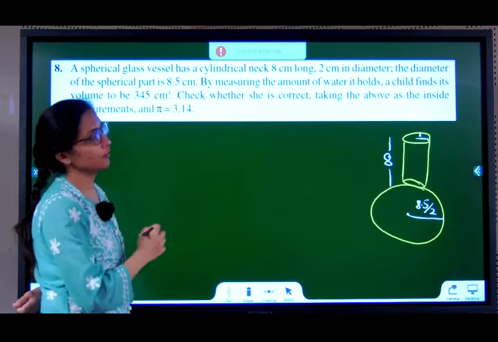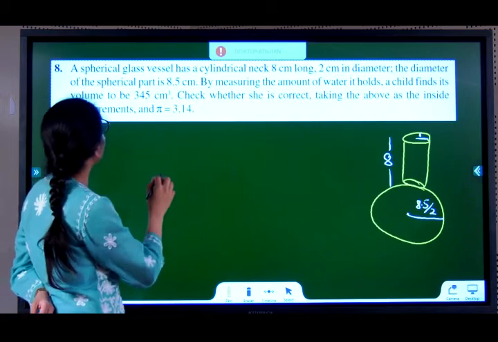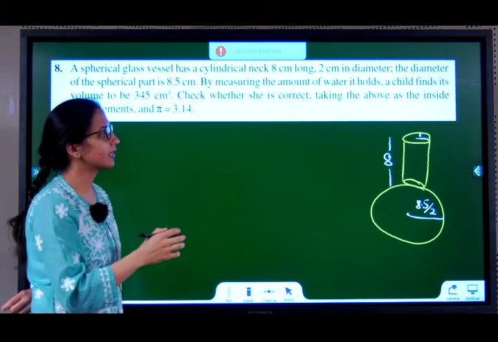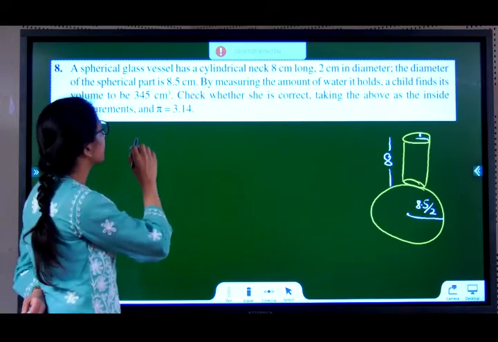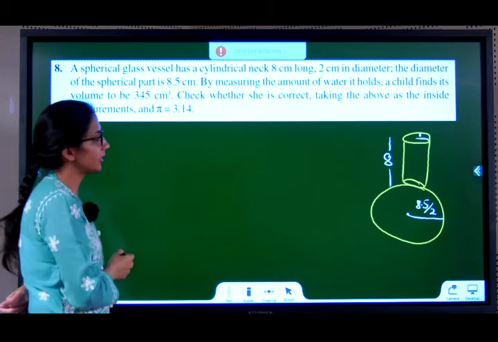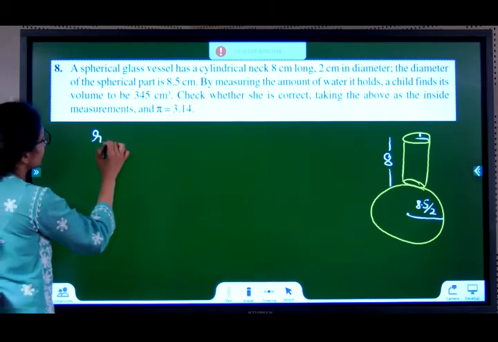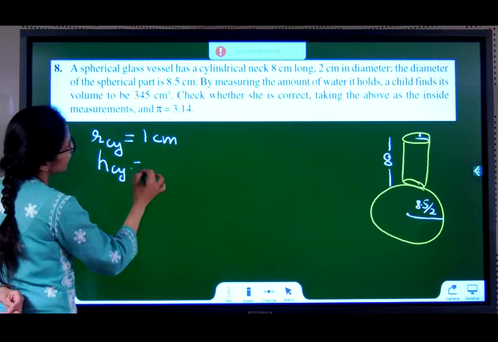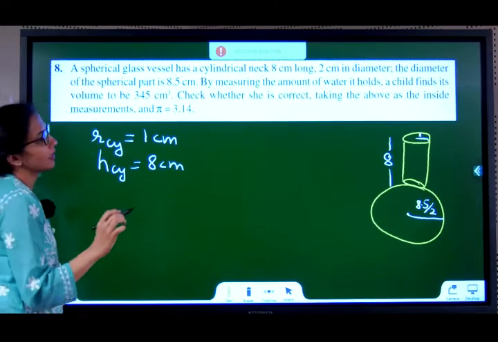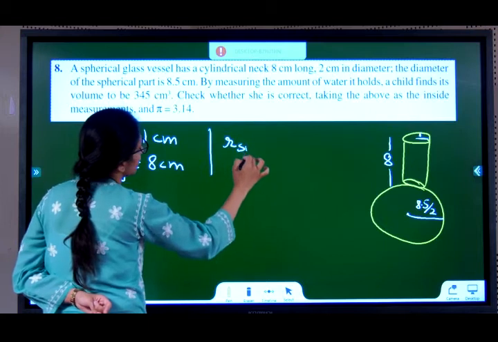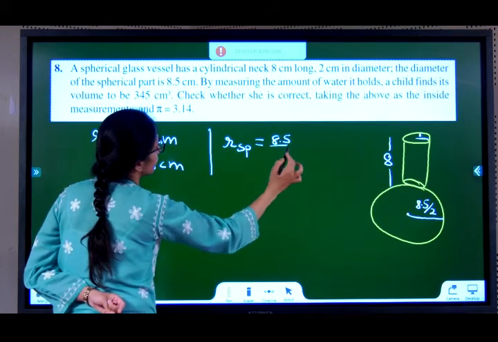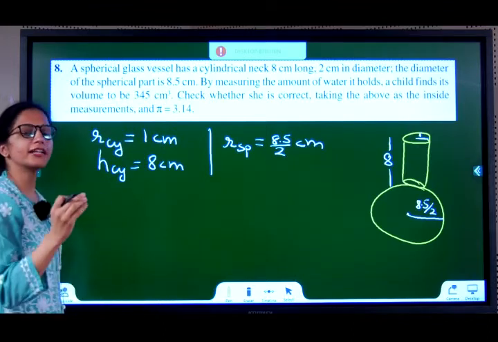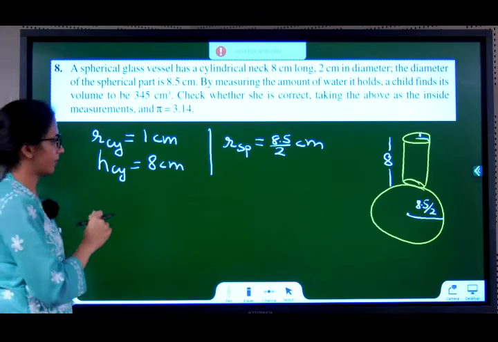By measuring the amount of water it holds, a child finds its volume to be 345 centimeter cube. Check whether she is correct, taking the above as the inside measurements and pi is equal to 3.14. So, radius of cylinder is equal to 1 centimeter, height of cylinder is equal to 8 centimeter. Radius of sphere 8.5 by 2 centimeter. A child has measured the volume and according to that child it is 345 centimeter cube. You check whether that's correct.